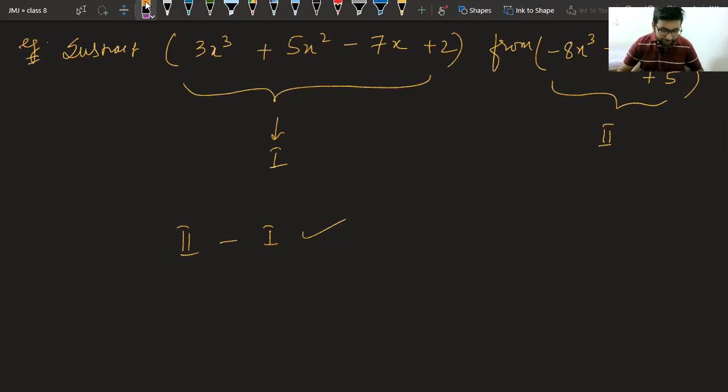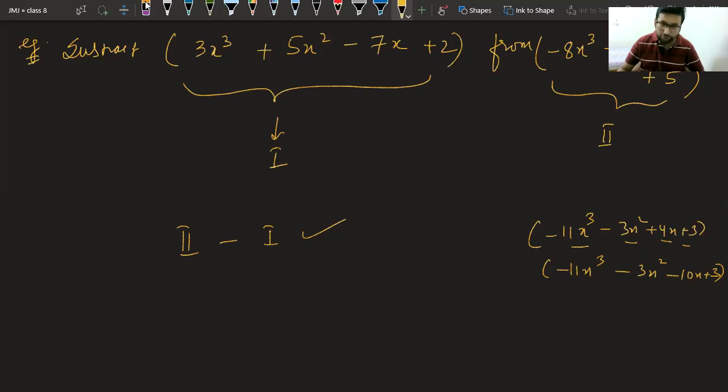This time Vardhan gave the answer as minus 11x cube minus 3x square plus 4x plus 3. Joel gave a different answer: minus 11x cube minus 3x square minus 10x plus 3. Yuvraj is giving the answer minus 11x cube, minus 3x square, plus 4x plus 3. Yuvraj and Vardhan are the same.